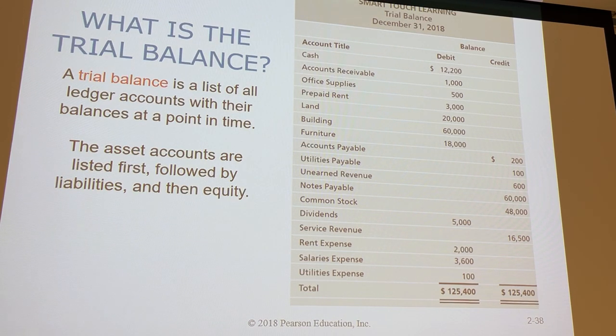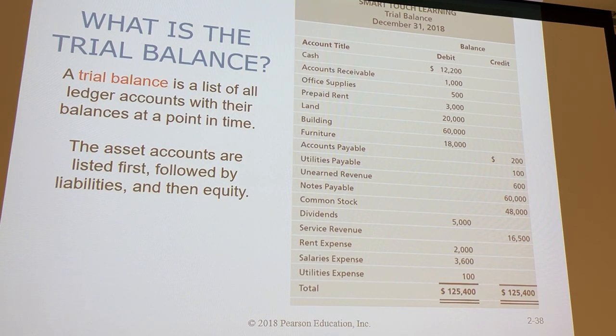But then at the bottom of this trial balance, if we total the two columns, the debit column and the credit column, both of the numbers are the same. They both come up to a total of 125,400. So this is how we would prove that in fact our accounting equation is in balance and that we have not made any mistakes when we were entering our journal entries and then posting to our ledger.